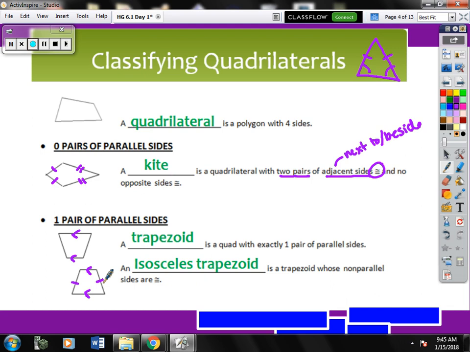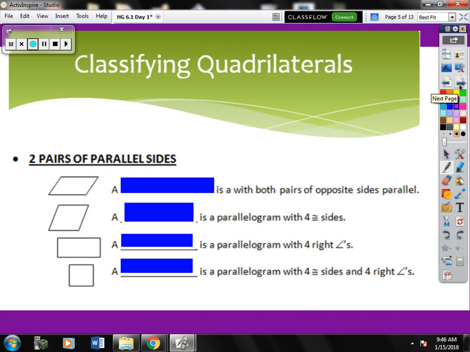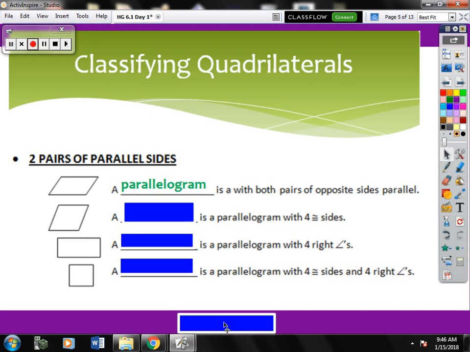And of course, when you have parallel lines, we'll have like same side interior angles that'll show up inside of here, which we know are supplementary. And then the last set has 2 pairs of parallel sides. The first one is a parallelogram. Parallelogram, again, has both pairs of opposite sides being parallel. So the left and the right are parallel, and the top and the bottom are parallel.